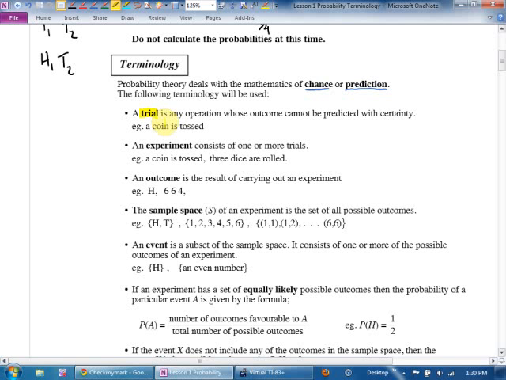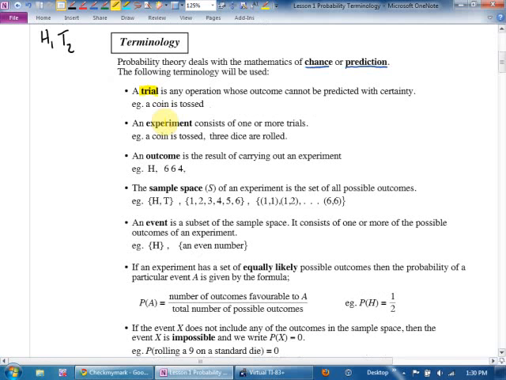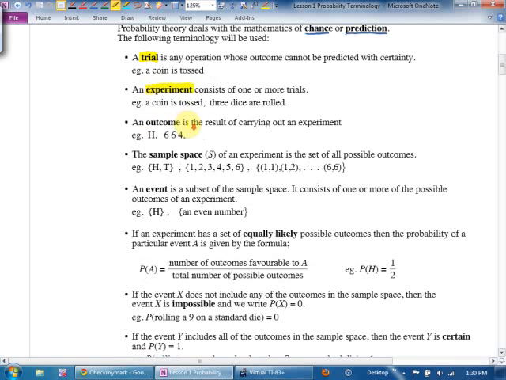An experiment consists of actually doing one or more trials. We're going to use those fairly interchangeably, though. An outcome is the result of carrying out an experiment. Flip a coin, get a heads, the outcome is heads. Roll 3 dice, the outcome is a 6, a 6, and a 4.